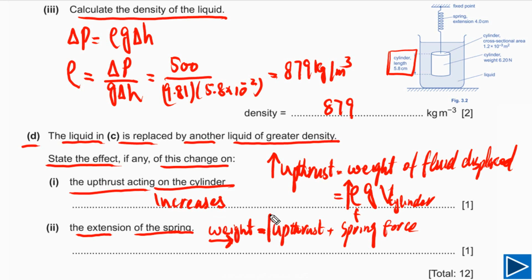Now if the upthrust increases, so the spring force has to decrease. If the spring force decreases, then it simply means extension in the spring will also decrease. So simply you can write down extension of the spring decreases in this case.